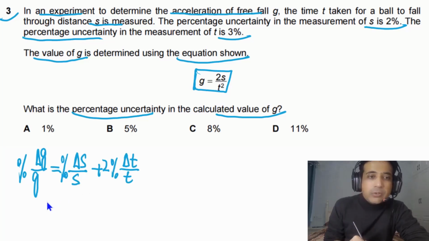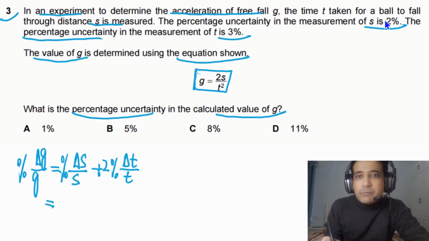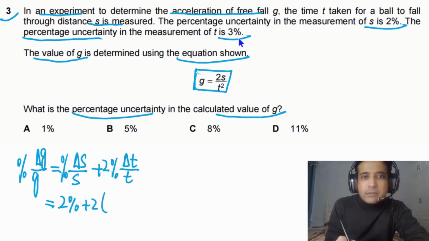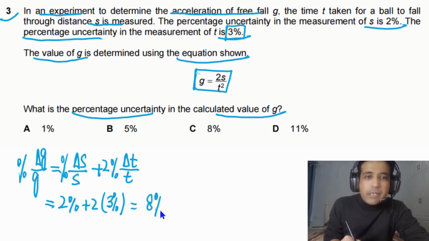And now simply we can use the values given to us. For S, the percentage uncertainty is given, that is 2%, and the percentage uncertainty for time is given, that is 3%. So we can write down this one is 3%. So the final answer we will get is 8%. So this is the percentage uncertainty in the calculated value of G.